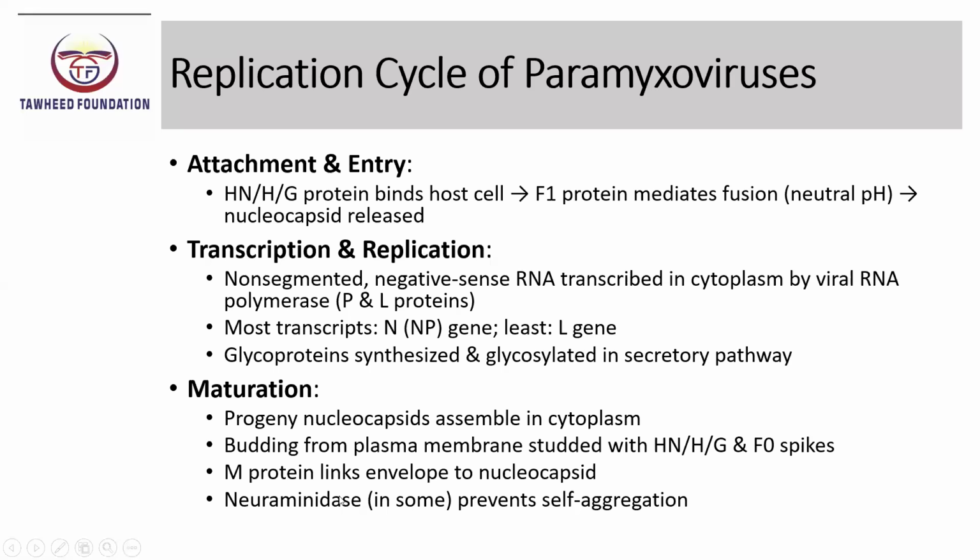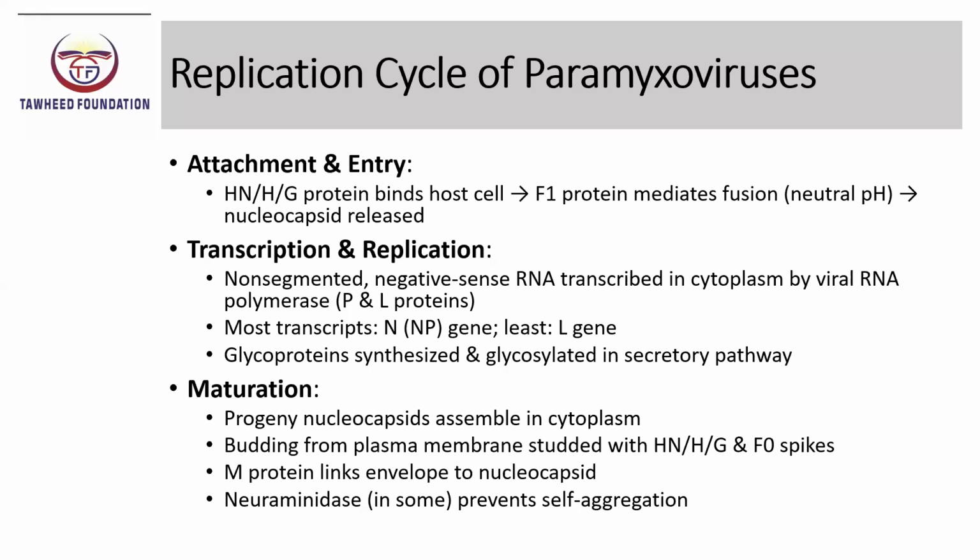Maturation. The virus matures by budding from the cell surface. Progeny nucleocapsids form in the cytoplasm and migrate to the cell surface. They are attracted to sites on the plasma membrane that are studded with viral HN, H or G and F glycoprotein spikes. The M protein is essential for particle formation, probably serving to link the viral envelope to the nucleocapsid. During budding, most host proteins are excluded from the membrane.